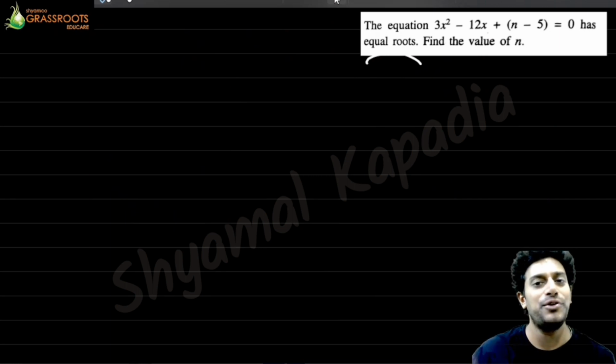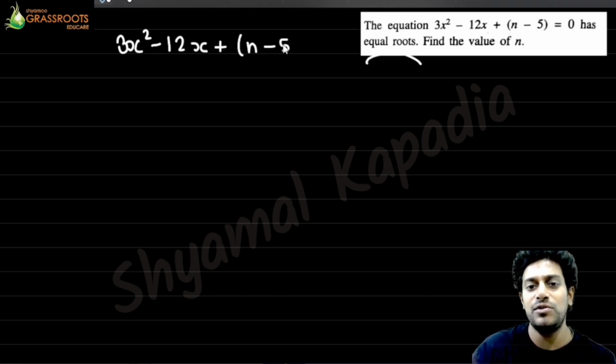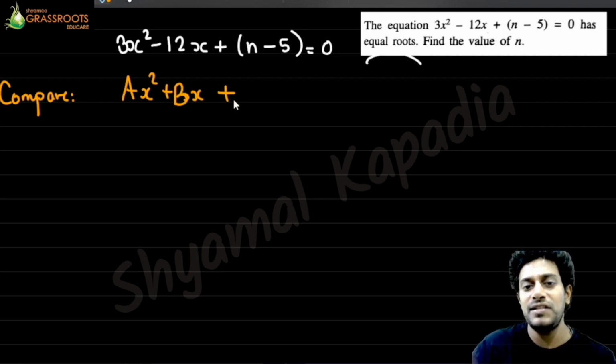So first thing what you do is you write down the question. Follow the steps. It's very kiddish. Write down the question: 3x square minus 12x plus n minus 5 is equal to 0. Step number 2, compare with the general form, ax square plus bx plus c equal to 0.